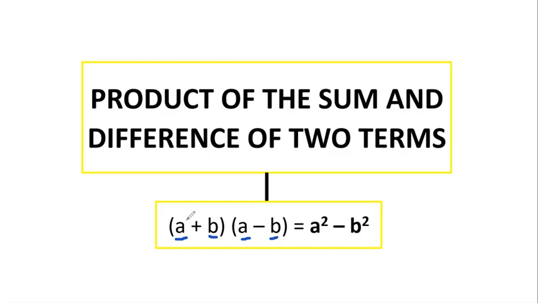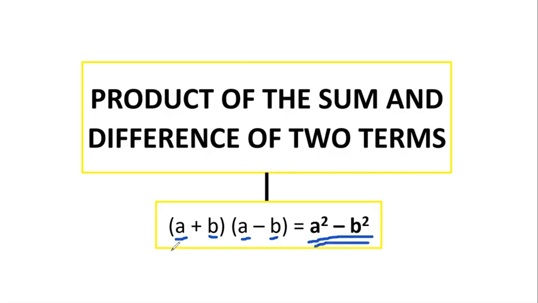Pagkatapos, yung operation nila ay addition and subtraction. Okay, yun yung ginamit to separate the terms. Therefore, the pattern na gagamitin is this one: a squared minus b squared para mahanap yung final answer.